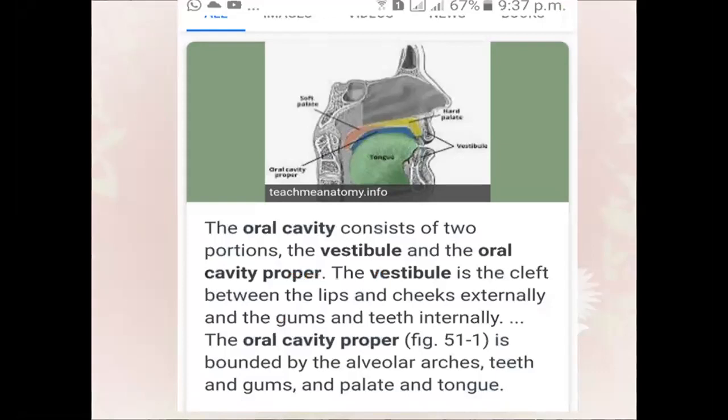This diagram shows the hard palate, vestibule, tongue which is in the floor of the mouth, the hard palate making the roof of the mouth, and this all makes up the oral cavity proper, with the soft palate at the back of the roof of the mouth.